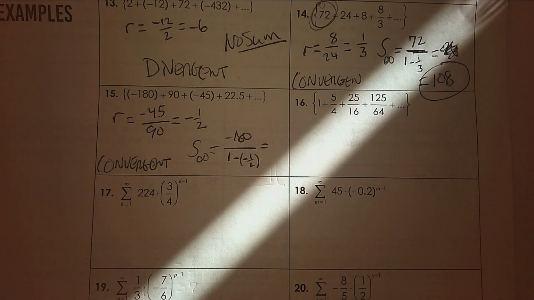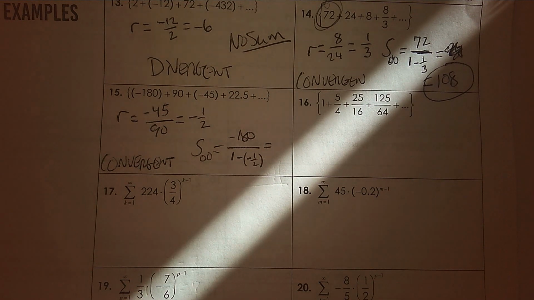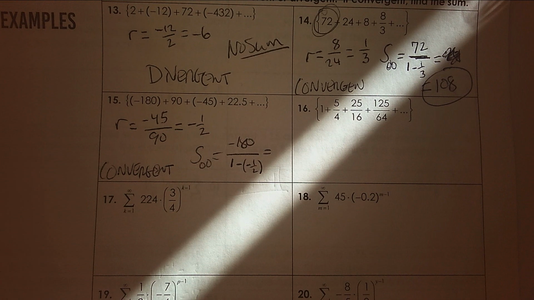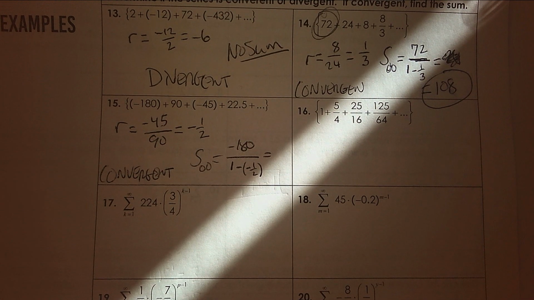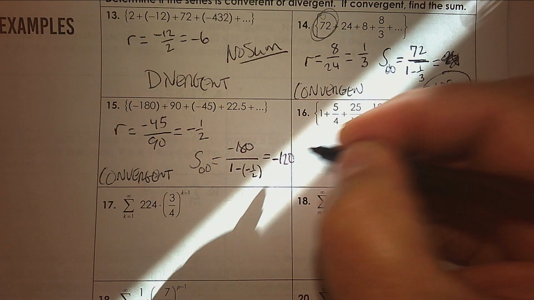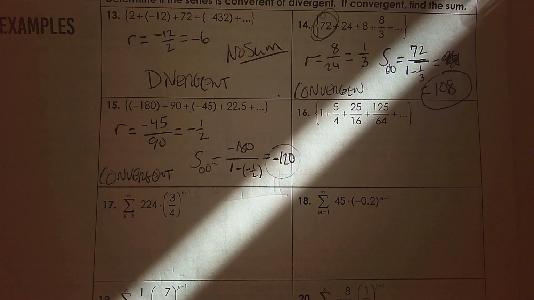Type that in. Let me just double check with my calculator. So negative 180 divided by 1 subtract negative a half. I get negative 120. And do you know why it changed? Because we go negative, positive, that's why that number is there.